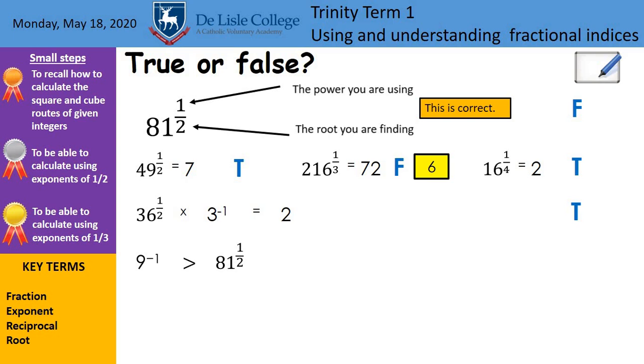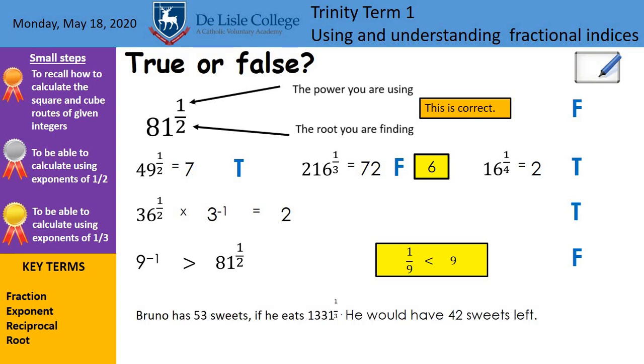Is that correct? It's not, it's false, because actually we know 9 to the power of -1 is equivalent to a ninth, and a ninth is definitely less than 9, which is the square root of 81. Bruno has 53 sweets. If he eats 1,331 to the power of a third, he would have 42 left. Please pause the video and work this out. Okay, we know that it's true, because here you're looking for the cube root of 1331, which is 11, and 53, take away the 11 he eats, leaves him with 42.